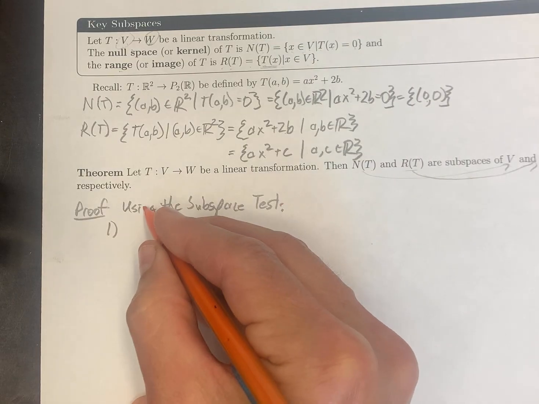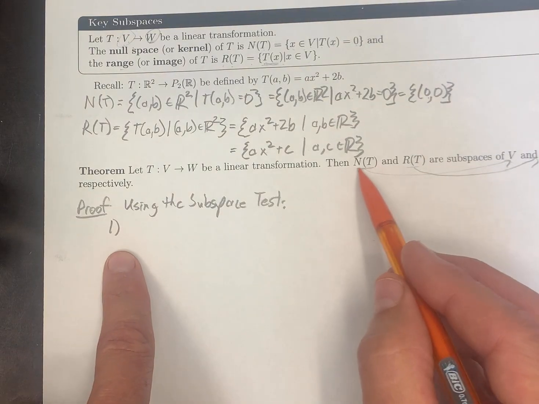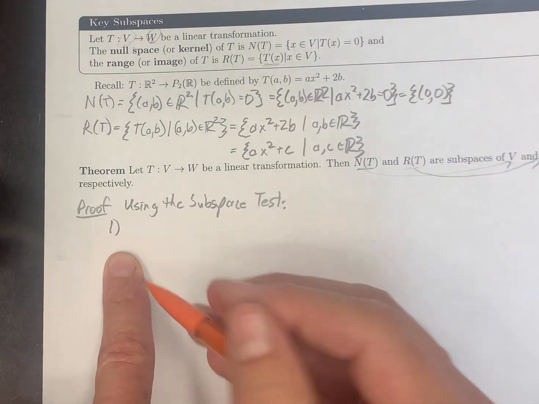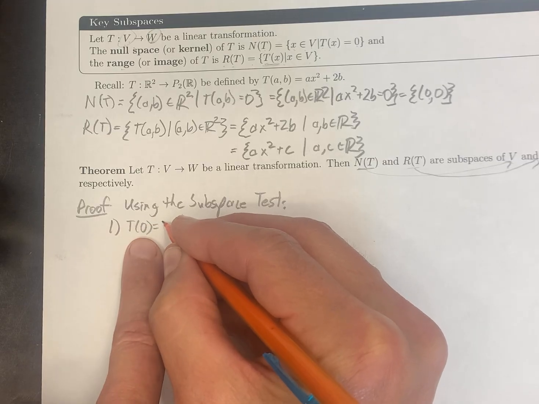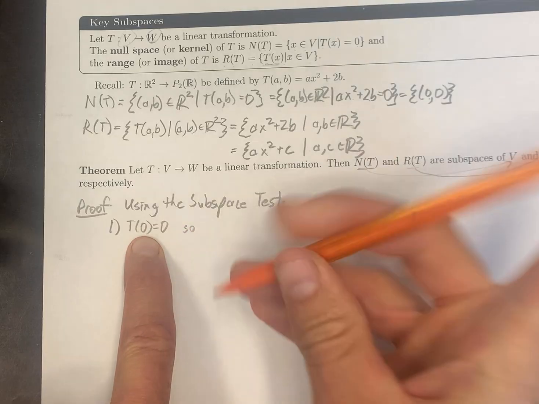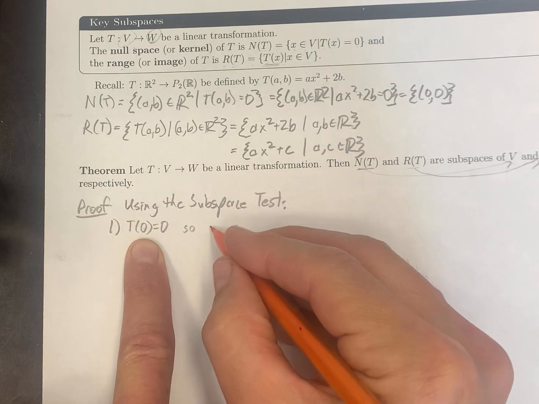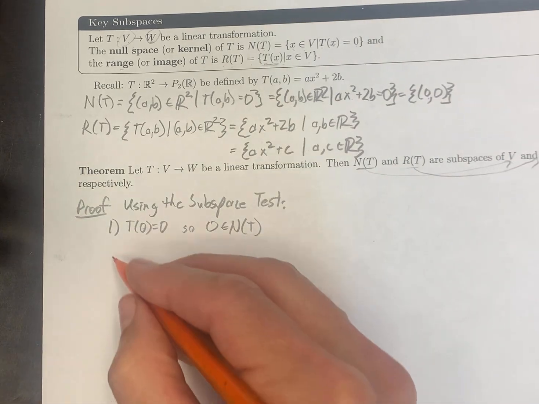One, remember the first condition of the subspace test is that 0 has to live there. So we're starting with the null space. Well, T of 0 equals 0, right? That's a condition. So that's the very definition of 0, this element of the domain, being in the null space. Good, taken care of.